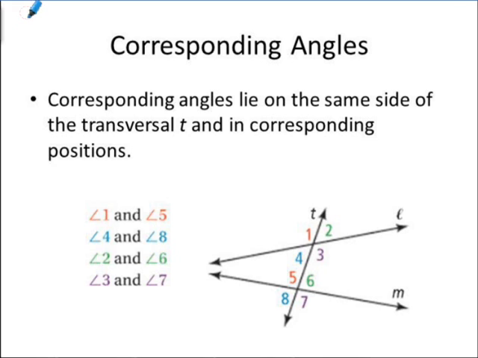Corresponding angles. Corresponding angles are angles that lie on the same side of the transversal and in corresponding positions. I like to think of this as angles that are on the same spot of the intersection, just at a different intersection. So same sort of location, bottom left or top right. It's easy to think of it like that. So same kind of spot in the intersection, just in the other intersection. So they correspond with one another.